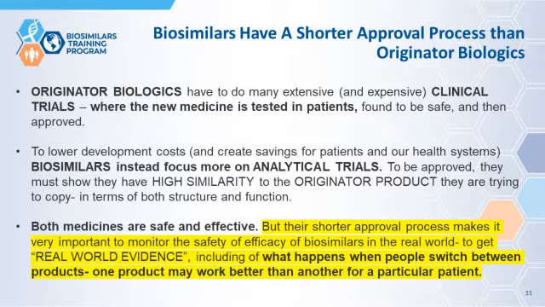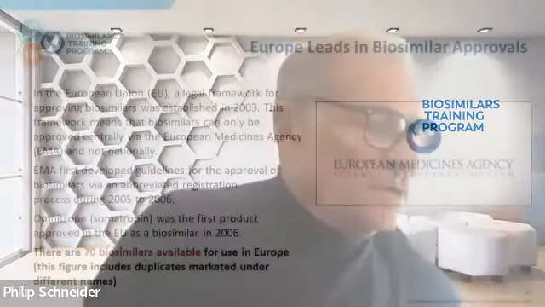Since the approval process is shorter and relies less on clinical trials, there's been an increased emphasis on following what happens when these medicines are used in the clinical setting. We call that real world evidence. That happens after a drug is approved and patients are given a biologic or a biosimilar or switched back and forth. We want to find out if there's any change in the effectiveness of the therapy or any of the side effects that are associated with it.